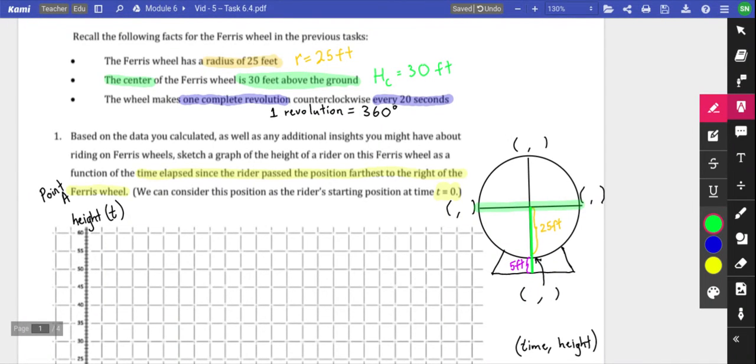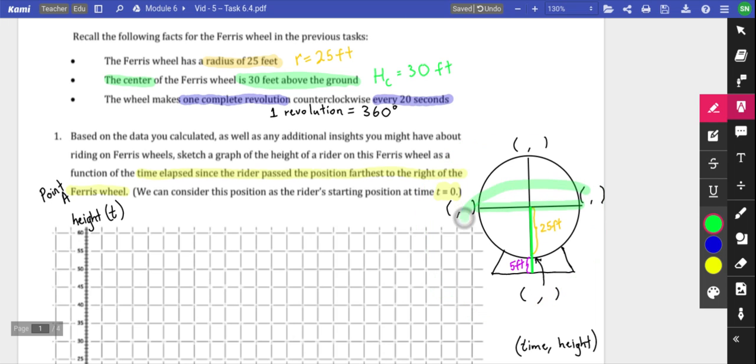Hello! In this video, you will learn how to complete task 6.4. This task is based on 6.1 and 6.2 with the same Ferris wheel. The radius is still 25 feet. The center is 30 feet above the ground. And one complete revolution counterclockwise takes 20 seconds. We will be referring to this Ferris wheel throughout the task.